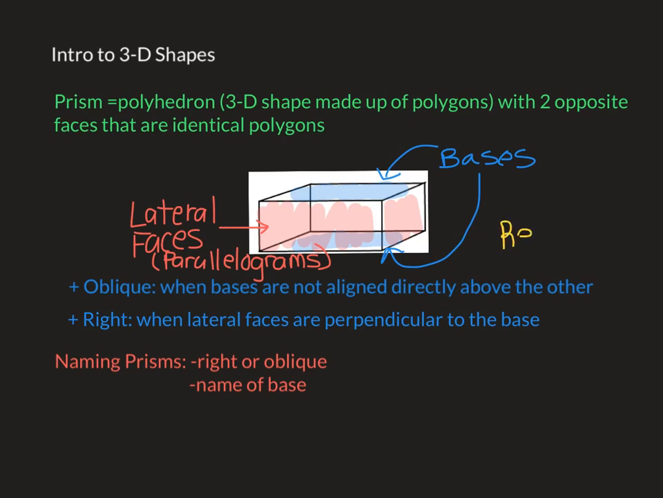However, is it right or oblique? That's right, it is right. So we would call this a right rectangular prism. If a prism does not have the word right or oblique, the default is always that it is a right prism. That is why earlier in the lesson I was just referring to this as a rectangular prism and not necessarily a right rectangular prism. However, if it is oblique, you must say the word oblique.